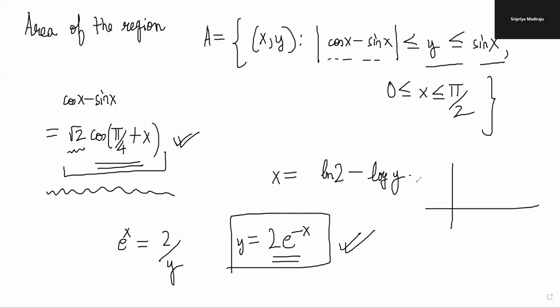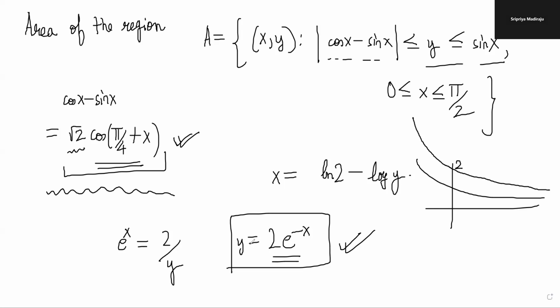E power minus x, you don't know what it looks like? I can do that. Two times it will be like this, passing through the value 2. The other graph you just have to write is y is equal to ln x plus 2. Okay.